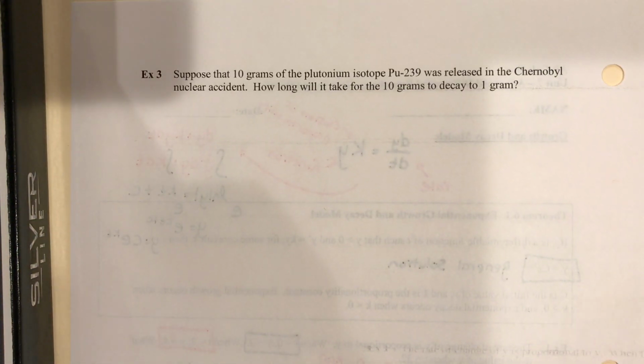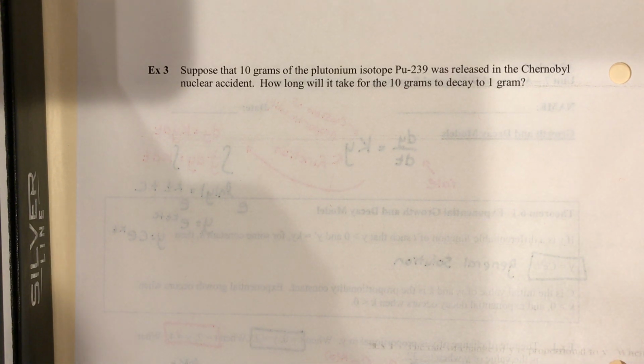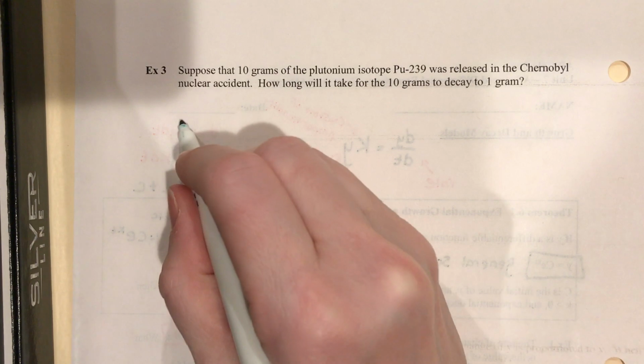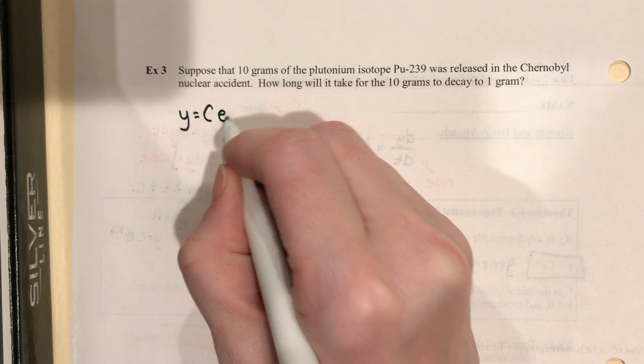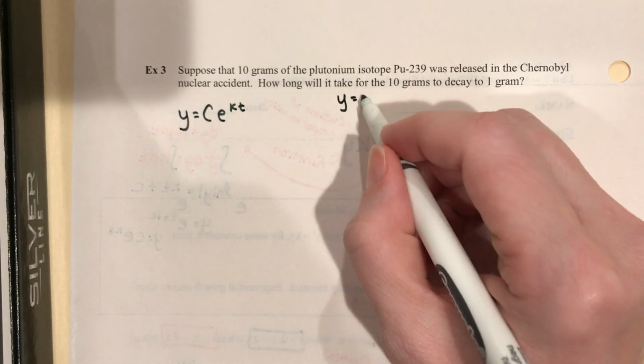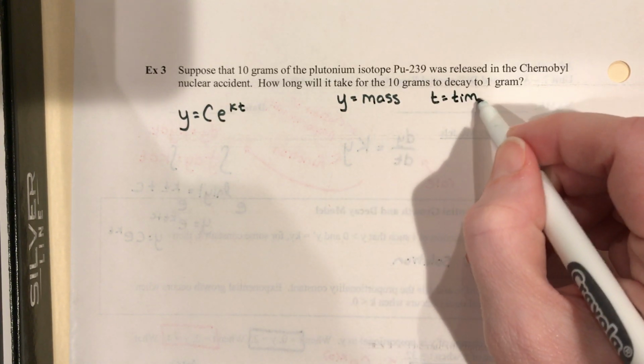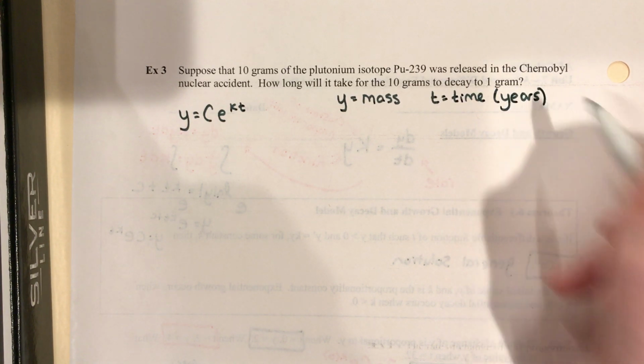Let's take a look at number 3. Suppose that 10 grams of the plutonium isotope Pu-239 was released in the Chernobyl nuclear accident. How long will it take for the 10 grams to decay to 1 gram? So this is going to be a direct variation question. So I'm just going to skip right to the fact that y equals CE to the KT. Y will represent our mass of plutonium, and T will be our time, in years.